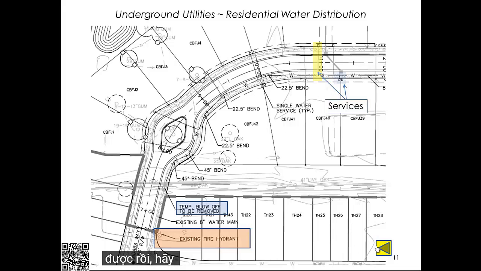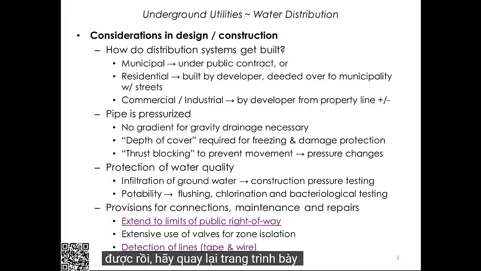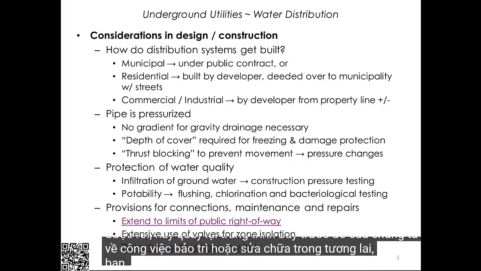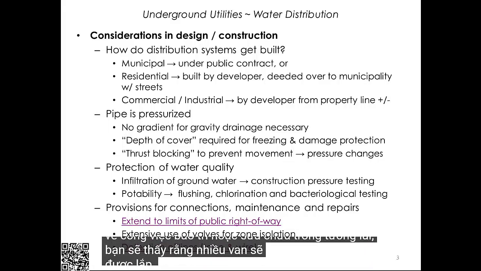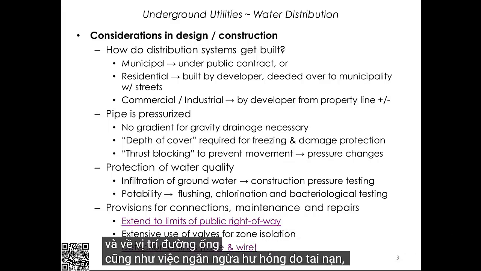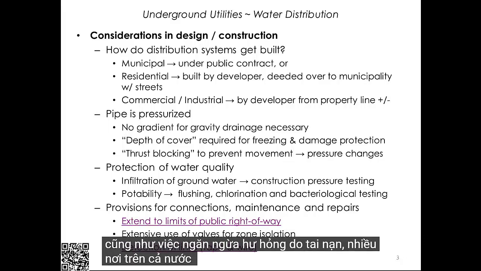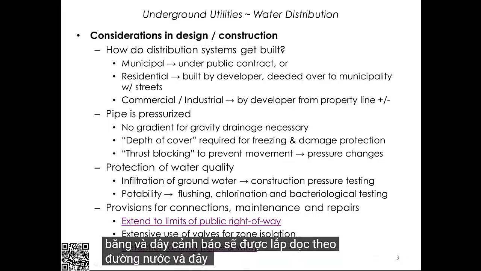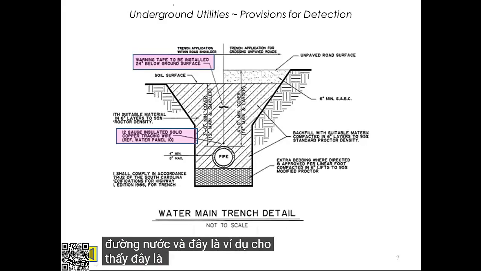Okay, let's return to our earlier slide. In terms of future maintenance or repair work, you will find that many valves will be installed so that areas can be quickly isolated. And in terms of pipe location and prevention of accidental damage, many parts of the country require that a warning tape and wire be installed along a water line. And here's an example of that.